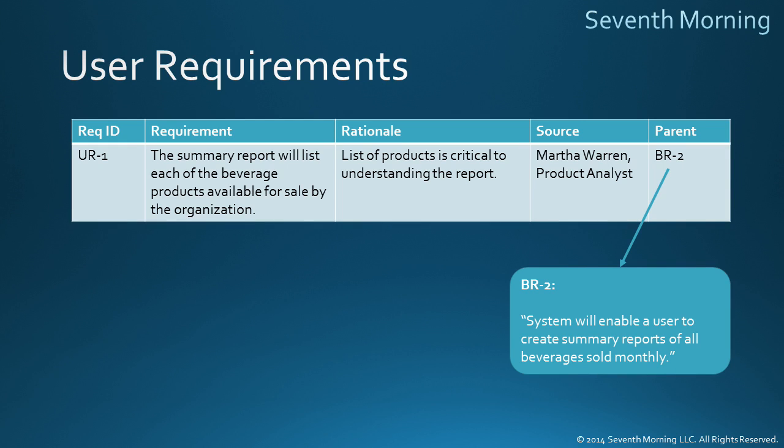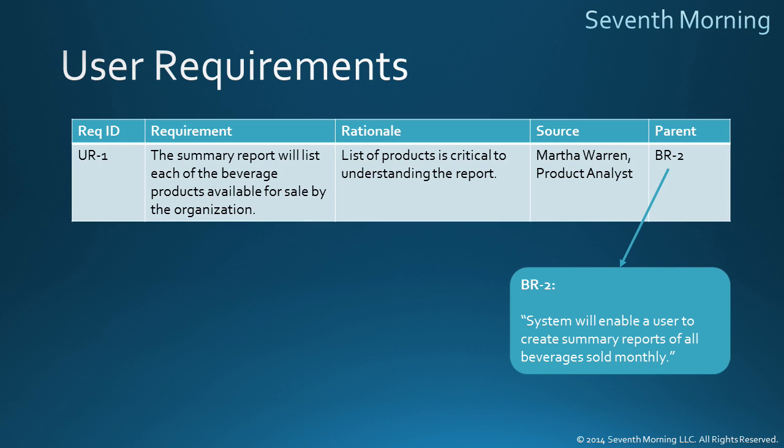Generally, the best way to gather user requirements is by having discussions with the users, but there are a number of ways to gather them. I'm going to hold off on that particular topic until the next lecture, but assume for now that we have gathered a bunch of user requirements from the user of the system, and in our example here, that's going to be the product analyst, Martha Warren. And here's the first user requirement.